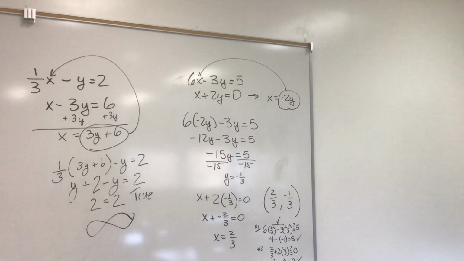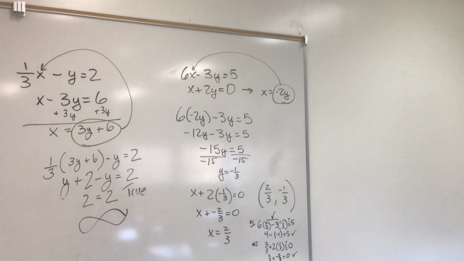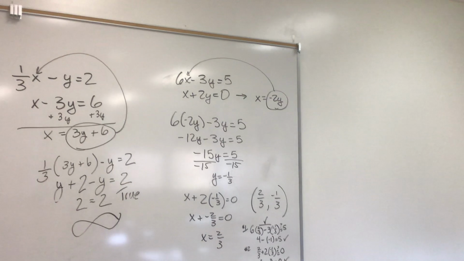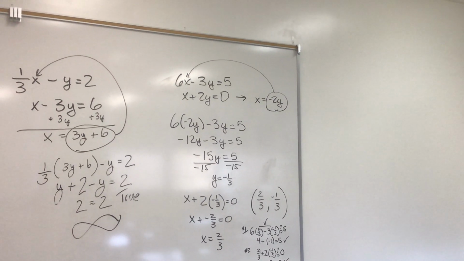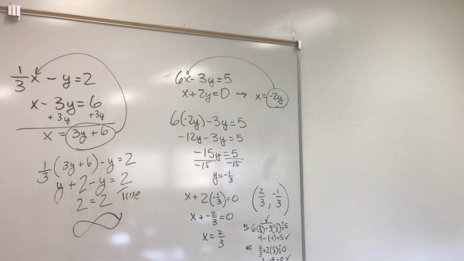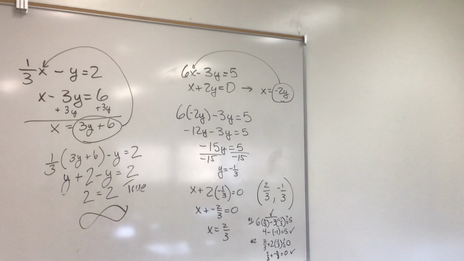I'm going to substitute that negative 2y in for the x in the first equation, and I'm going to get 6 times negative 2y minus 3y equals 5. So negative 12y minus 3y equals 5. Negative 15y equals 5. Get a coefficient of 1 by dividing both sides by negative 15. I get y equals negative 1/3.